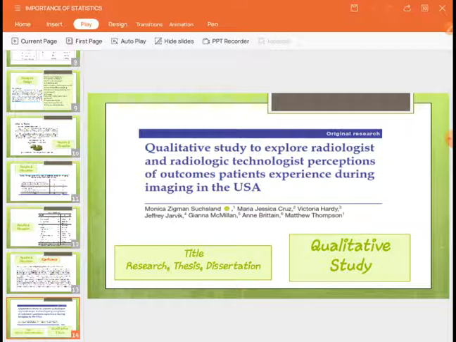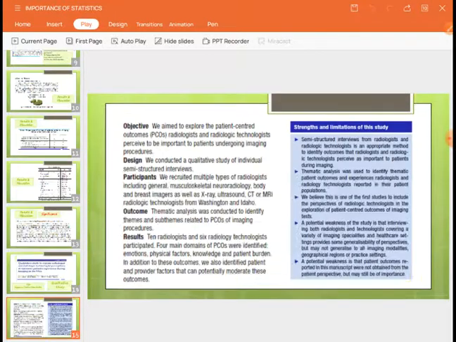Qualitative study to explore radiologist and radiologic technologist perceptions of outcomes patients experience during imaging in the USA. So ito kasi qualitative study siya which is nearly connected sa course nyo. So di ba? Kasi during your undergraduate course, your BSRT, kailangan nyo ng mag-research, kailangan nyo ng thesis. So afterwards, kung magmamasteral kayo, kailangan nyo gumawa ng dissertation. So itong research na to is all about RT, no?